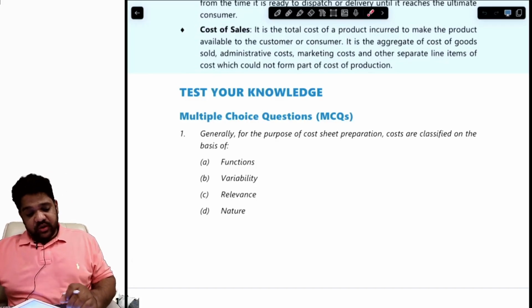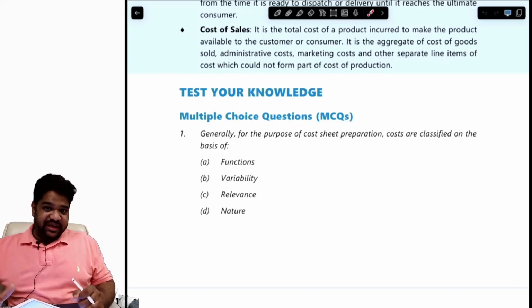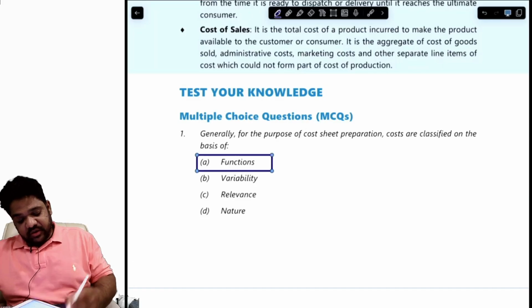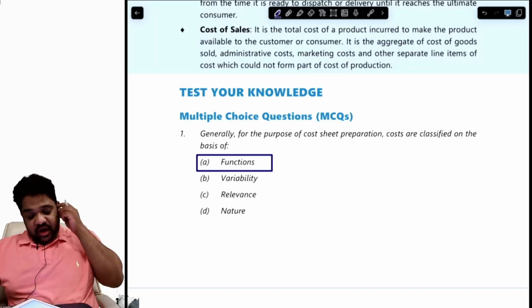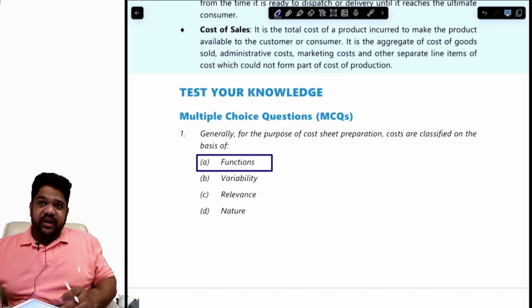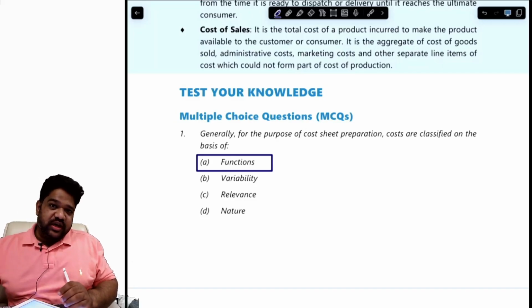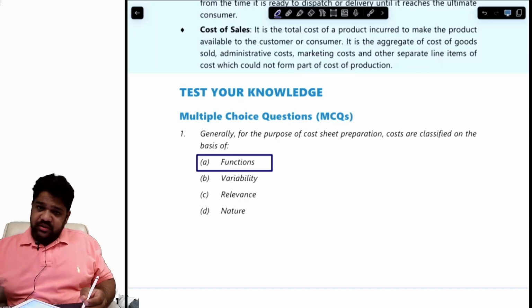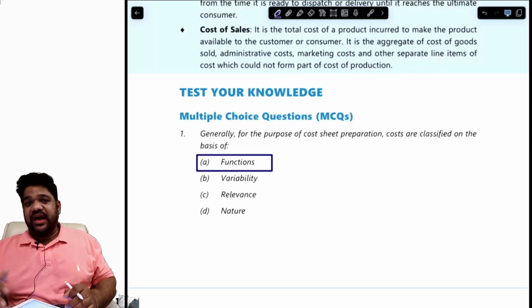Okay. Now, what does it say? Generally, for the purpose of cost sheet preparation, costs are classified on the basis of function, variability, relevance, nature. Now, the correct answer is function. I'm sure you remember that we always used to say that this is the functional classification of the cost sheet. Variability would be where we divide it under fixed, variable, semi-variable. We don't do that. Relevance is whether a cost is relevant or irrelevant. Again, we don't do that. And nature is again something that we do not do. We make a cost sheet on the basis of function. So it will be admin, selling, and distribution.